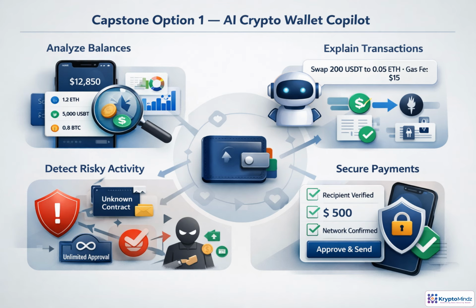In this capstone, the AI acts as a safety copilot inside a crypto wallet. It reads balances and recent activity, translates swaps, approvals, and gas fees into plain language, and flags anything suspicious. The key is restraint. Payments are only prepared after the recipient, amount, network, policy, and explicit user approval all check out.